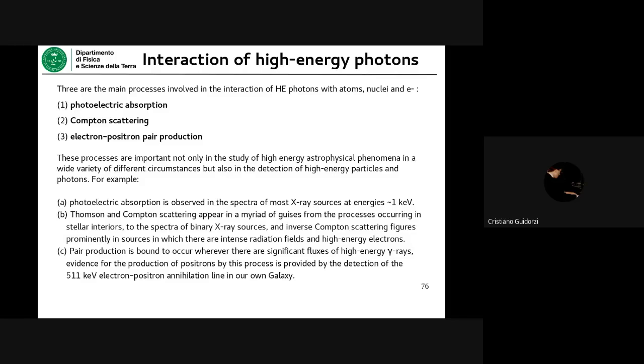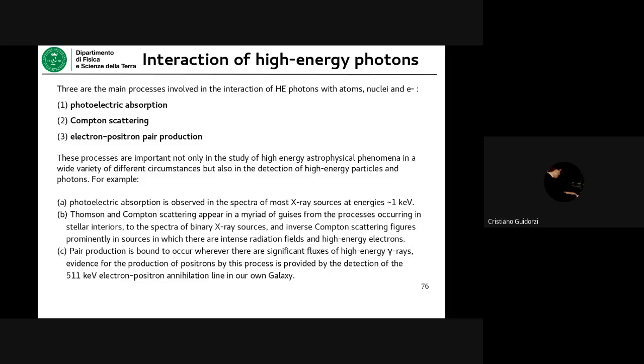When you are above that, as we will see, photoelectric absorption is no longer dominant. But below 1 keV it can be really important, and in some astrophysical contexts, for example in stellar interiors within stars, it can also be the dominant process through which you can absorb photons.